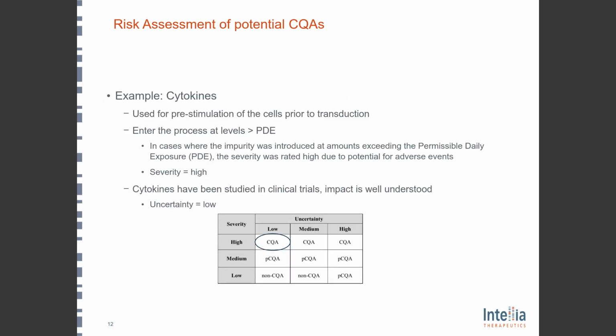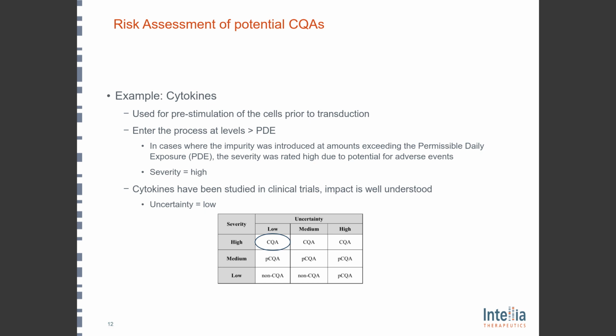So here's just a pretty easy example of a risk assessment of a potential CQA. In this example, cytokines are considered potential CQAs. The cytokines are used for pre-stimulation of the cells prior to transduction. They enter the process at levels greater than the permissible daily exposure. And I'll talk about what the permissible daily exposure, or PDE, is and how you can define this a little bit later on in this talk.